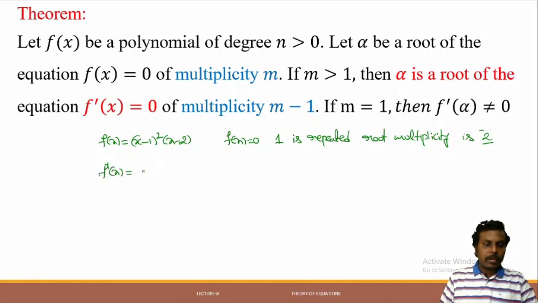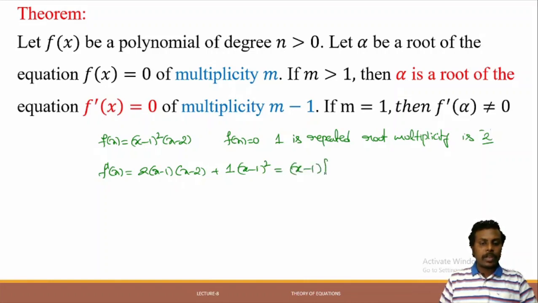F dash x is equal to 2 into x minus 1 into x minus 2 plus differentiation of x minus 2 is 1 into x minus 1 whole square. Now if I take common x minus 1, then I get 2 into x minus 2 plus x minus 1. Now let me simplify that. X minus 1 into 2x minus 2, 2x plus x is 3x, minus 4 minus 1 is minus 5.